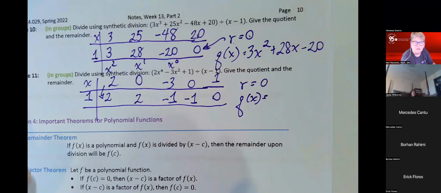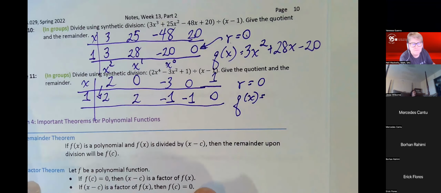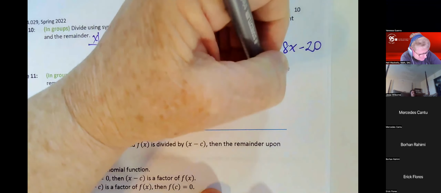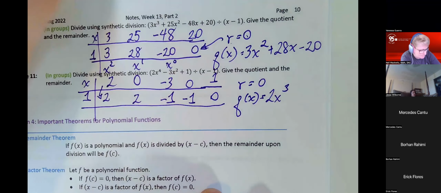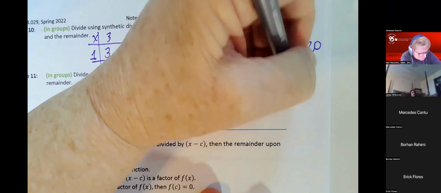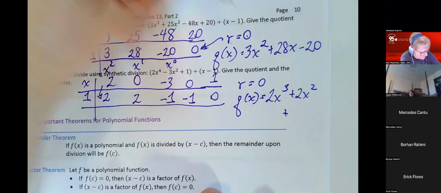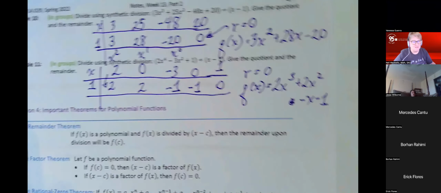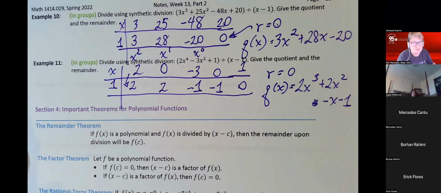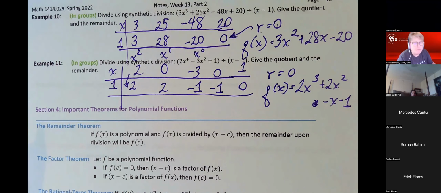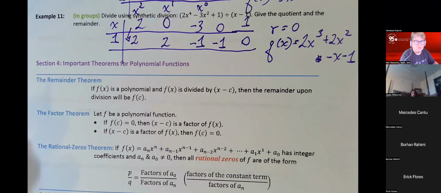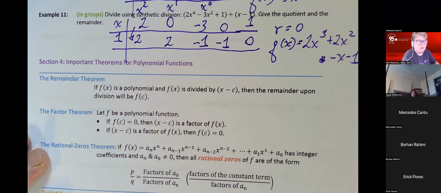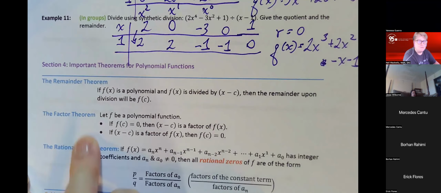And what is the quotient? What x's do we put in here? 2x to the third, good, plus 2x squared, minus x, and then minus 1. Excellent. Does this kind of make sense? Yes, ma'am. Awesome. We're going to use this synthetic division for the rest of the semester. There are some theorems that will help us out.